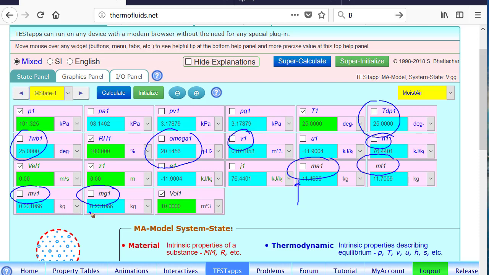So in short, if you know three properties, and generally pressure is always given in air conditioning, usually atmospheric, then you need altogether three properties. So besides the total pressure, you need two more to figure out the thermodynamic state of moist air.